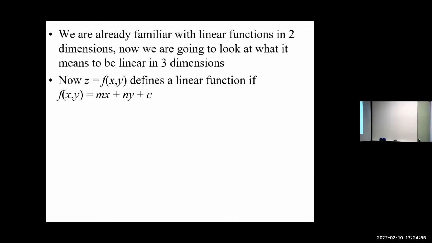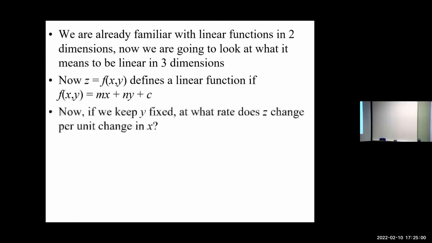The only difference now is we have a slope in the x direction and a slope in the y direction. And so what happens is we look at one direction at a time. So if we keep y fixed and we want to know how z changes, z being the output, right now we're calling it f of x, y, how does z change per unit change in x? Well, that's m. So what's nice about this is m is still change in output with respect to input, but just in the x direction.